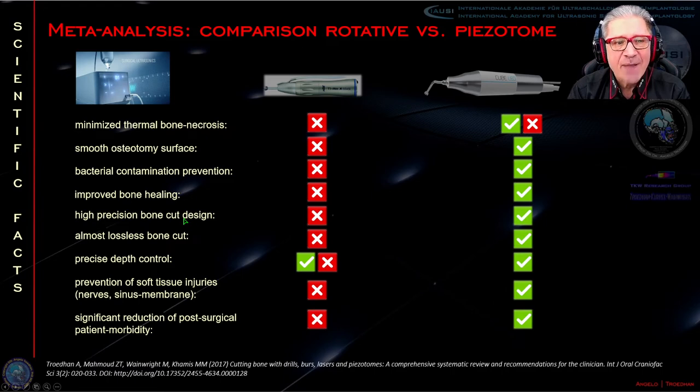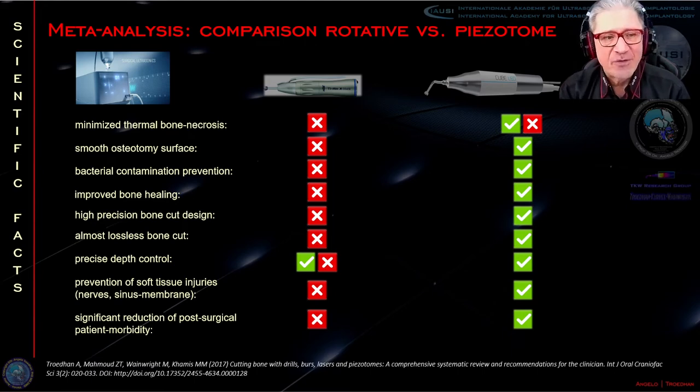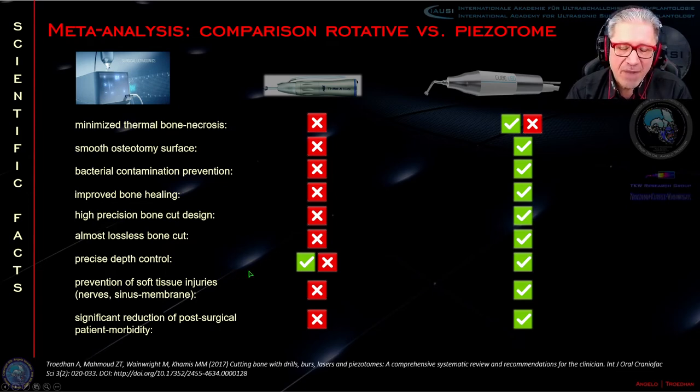We have a high precision bone cut design. Of course, you cannot cut curves with rotary instruments with such precision as with piezotomes. We have an almost lossless bone cut, and with the CS tips, I will demonstrate it right away. We have a lossless bone cut. We have precise depth control, which is only partly possible with rotary instruments.